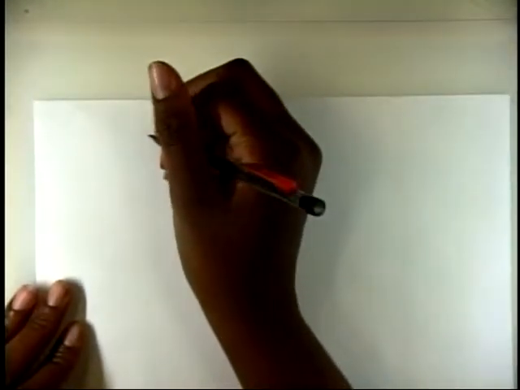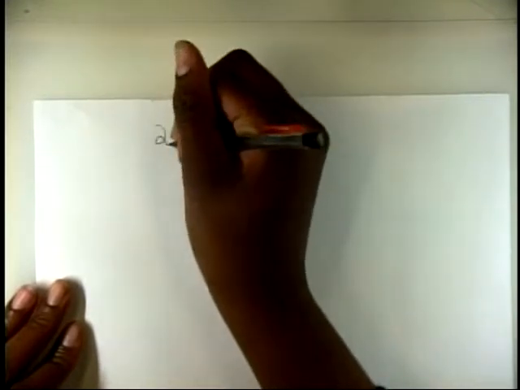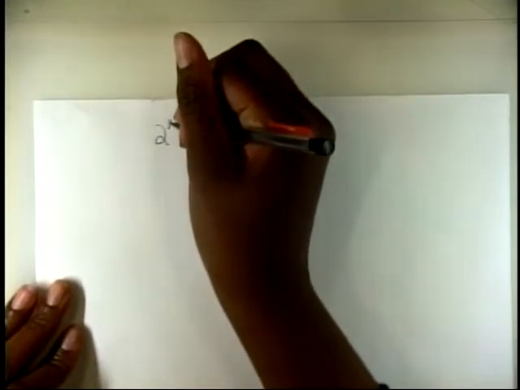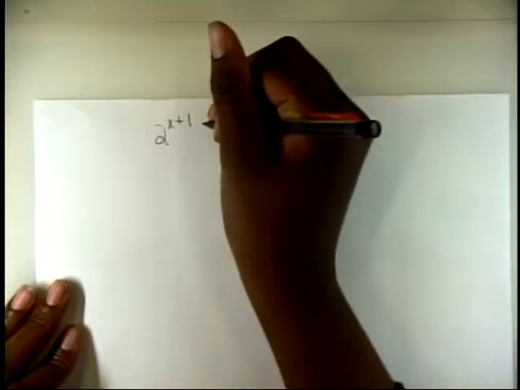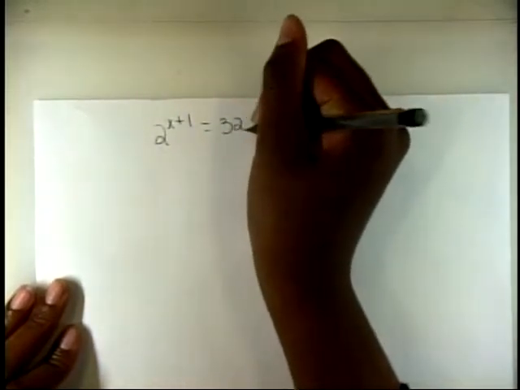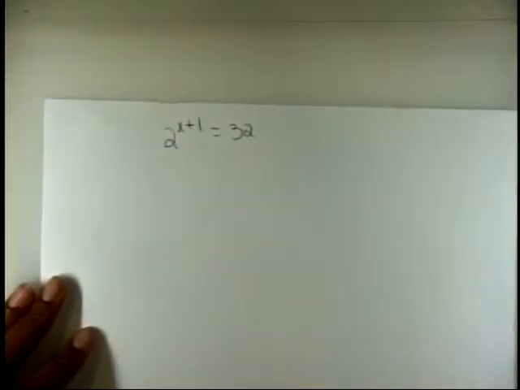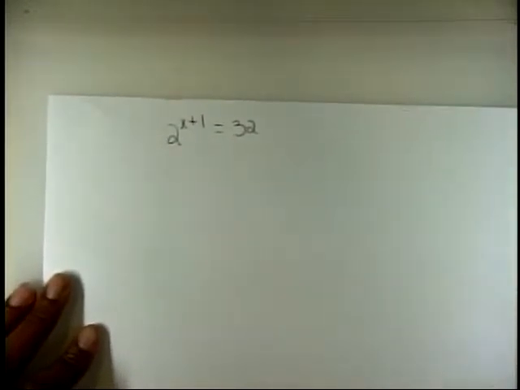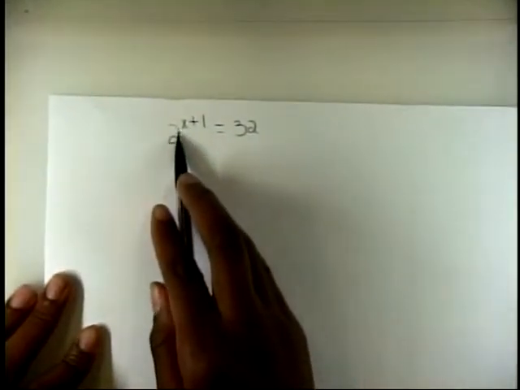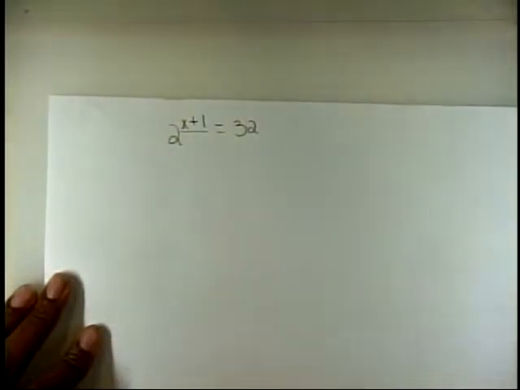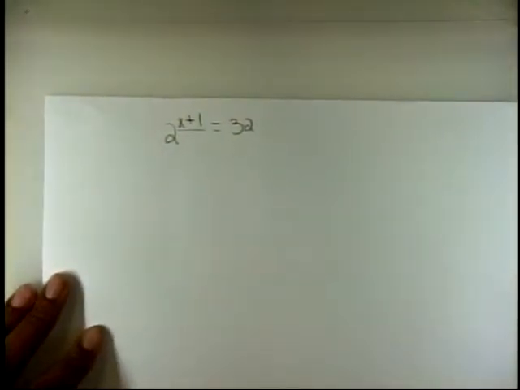The first equation we will do today is 2^(x+1) = 32. Now you're wondering why I wrote that x plus 1 all the way up there. Well, this is the exponent of the equation, which makes it an exponential equation.